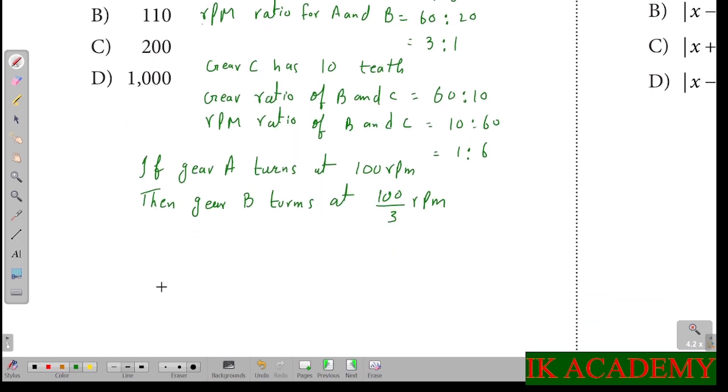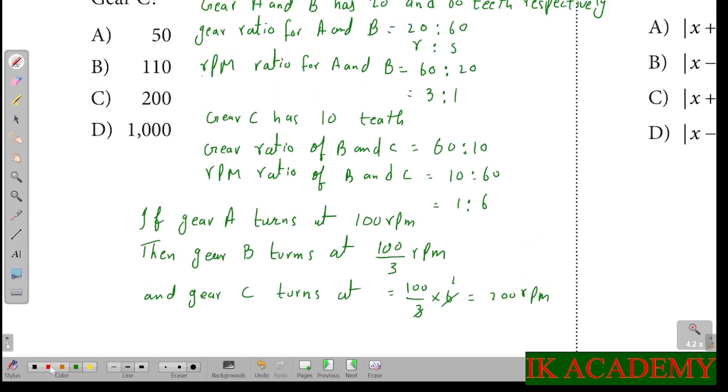And gear C turns at, because the RPM ratio between B and C is 1:6, if we multiply the RPM of B by 6, we can find the RPM of C. So we multiply 100 divided by 3 multiplied by 6, which is 3 2s are 6, so it will be 200 RPM. So 200 is the correct answer. 200 RPM is option C.